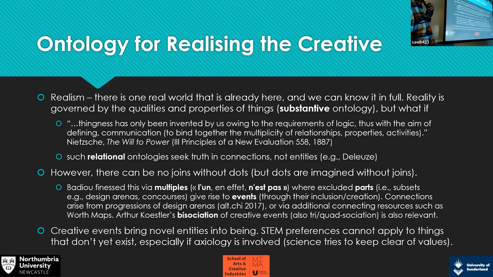But there's this tension between a substantive ontology, which is very popular in computer science, about the world full of objects and attributes and qualities, this fixed world, and causation is about how these things interact. There are relational ontologies, which are more to do with connections. And again, Badiou, whilst he is wacky a lot of the time, started thinking in terms of multiples and parts and the dynamics. So if you stop thinking of dots and joins in isolation and think of them together, that's when you get things like concourses, and it really does open things up.